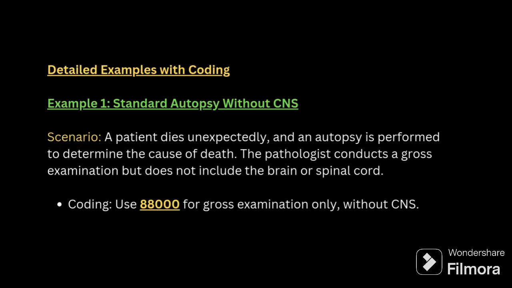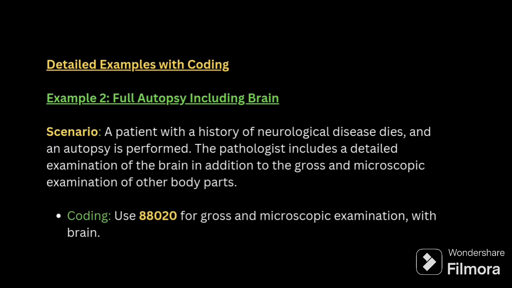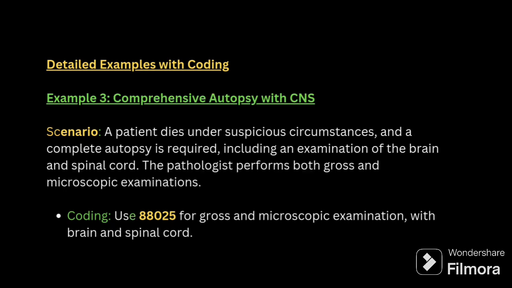The detailed examples are like this. A patient dies unexpectedly and an autopsy is performed to determine the cause of death. The pathologist conducts a gross examination but does not include the brain or spinal cord. So we are giving 88000 without CNS. And example 2, a patient with a history of neurological disease dies and an autopsy is performed. The pathologist includes a detailed examination of the brain in addition to microscopic examination of other parts. So it is including the brain, we are giving 88020 with microscopic examination.